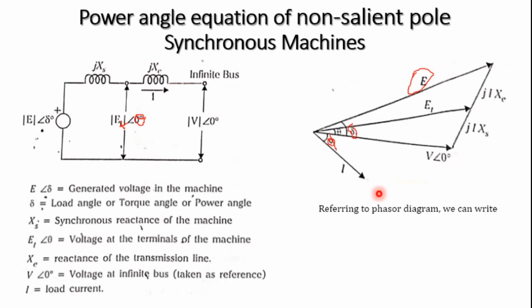From the phasor diagram, we can write E is equal to V plus the drop we have, I into (XS plus XE). So we need to calculate the value of I. I is equal to (E minus V) divided by j(XS plus XE). Then the net power developed by the machine, P, is the real power, that is, the real part of V into I conjugate.